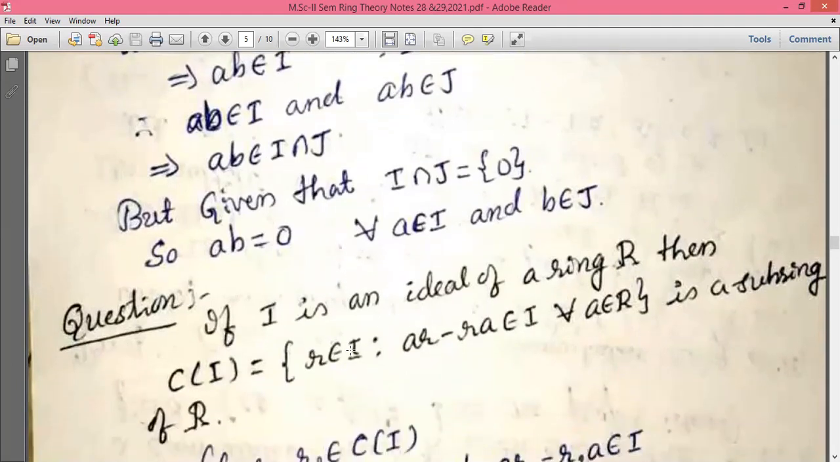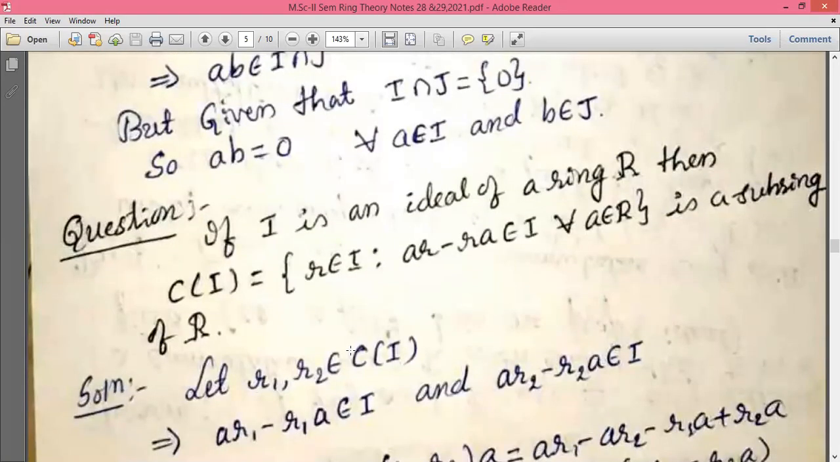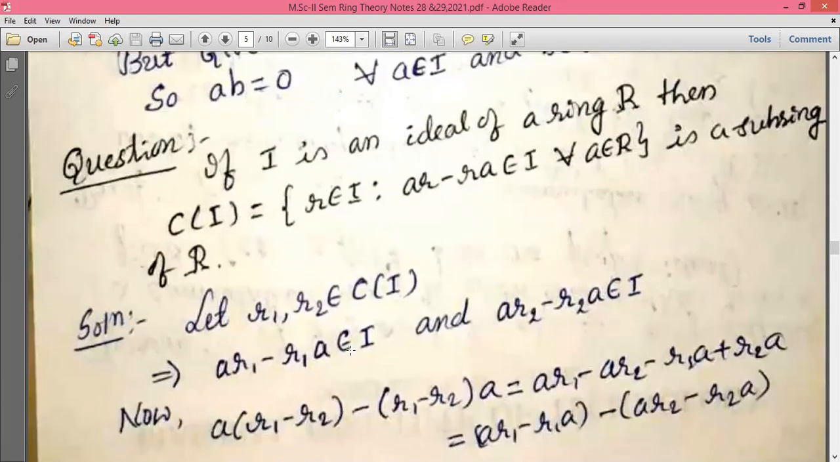Another question here: if I is an ideal of a ring R, then C(I), the center of the ring I, is a subring of R. C(I) can be defined as the set of R in R such that AR minus RA is in I for all A in R. Suppose I is an ideal of R, then this is a subring of R, since closure under addition is satisfied.